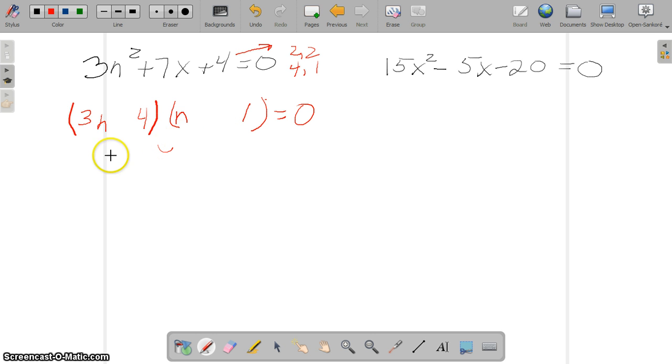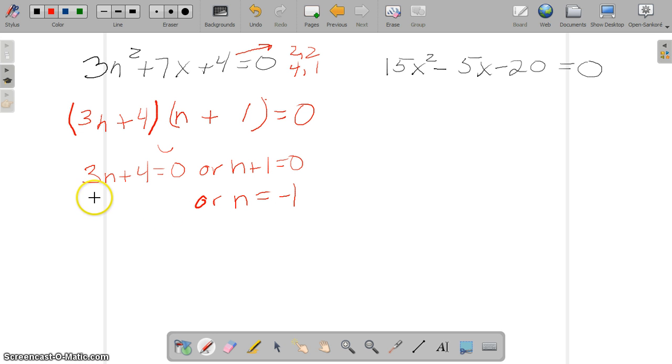Now I've got a 4n and I've got a 3n. I can get 7n that way as long as both of these are positive, which is what I want for this sign anyway. A positive times a positive is positive. Now I've got two equations to look at here. This can equal 0 and make the whole equation 0, or this can equal 0 and make the whole equation 0. So I'm going to do this one first, 3n plus 4 set equal to 0, or n plus 1 can equal 0. I'll do the easy one first. So n can equal -1. That's one of my solutions.